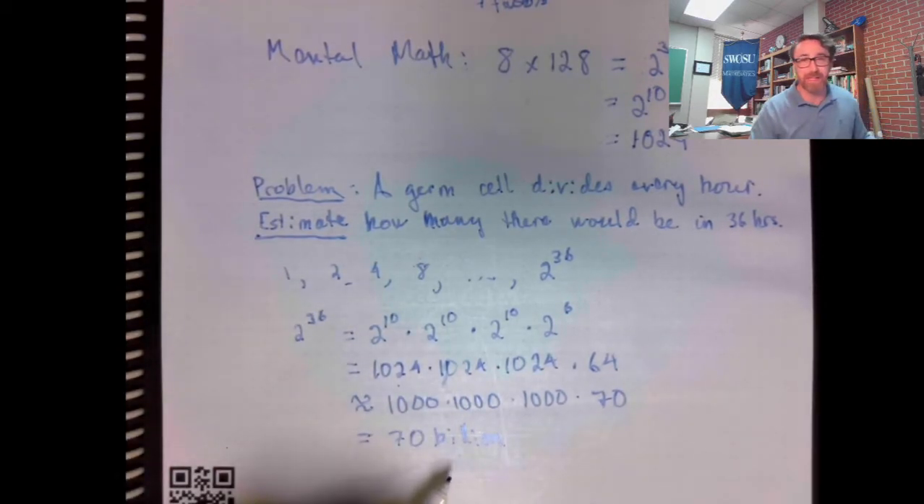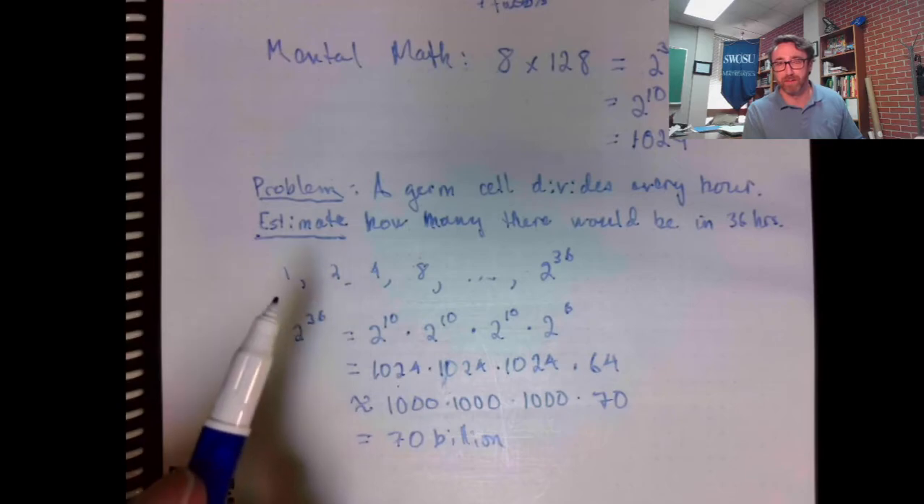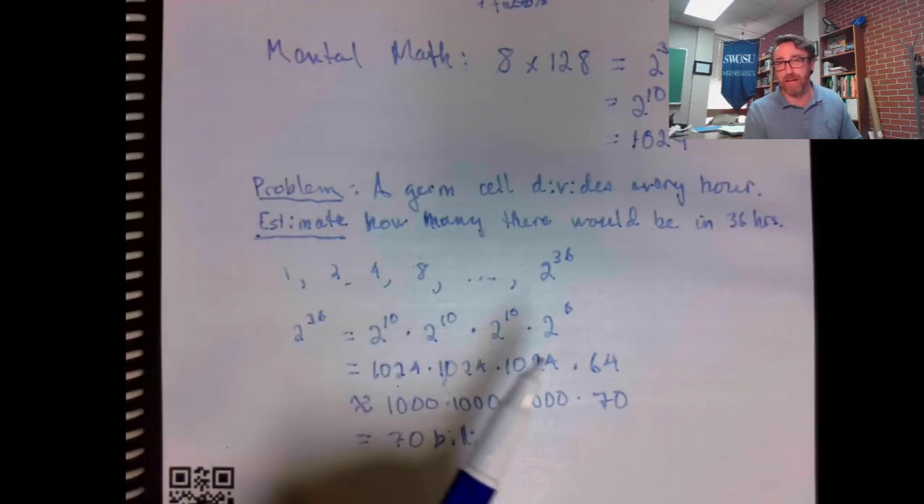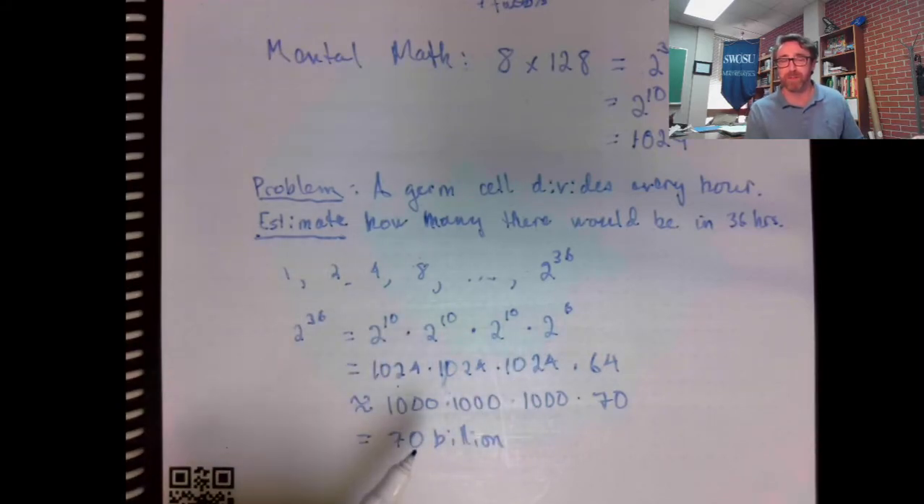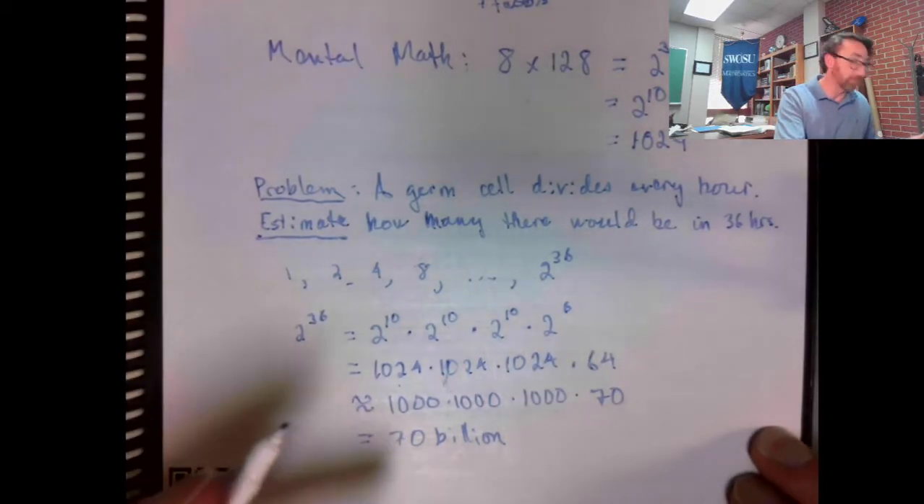That would be 70 billion copies of the germ cell. Okay, so in 36 hours, if that one germ cell is dividing every hour, in 36 hours you got 70 billion germ cells. Approximately.